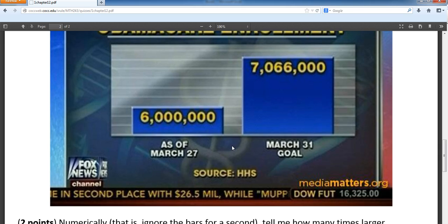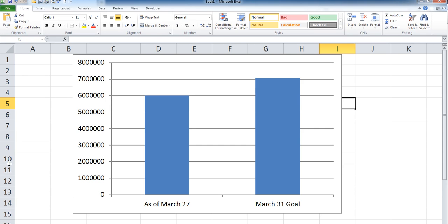I didn't even realize this. They simply used Excel. They didn't even bother formatting it at all. They just dropped it in right there. That's just pathetic. Anyway, there you have it.